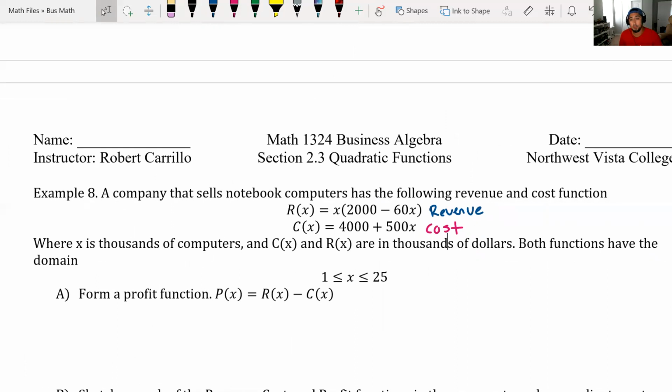Awesome. So first thing is find the profit function. And you see the formula for profit is given here. Profit is given as the revenue function minus the cost function. Well, we're given a revenue and cost function. Let's plug those in, subtract them, and we'll get the profit function. So let's do that.